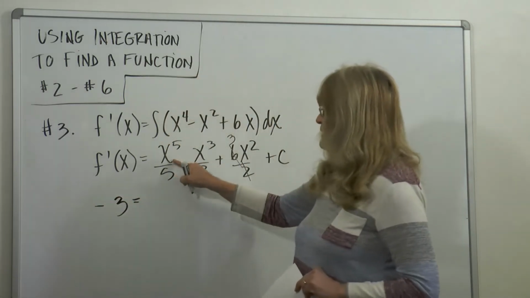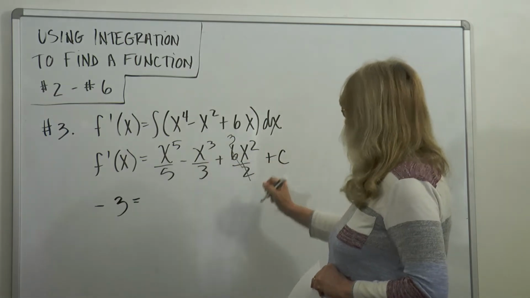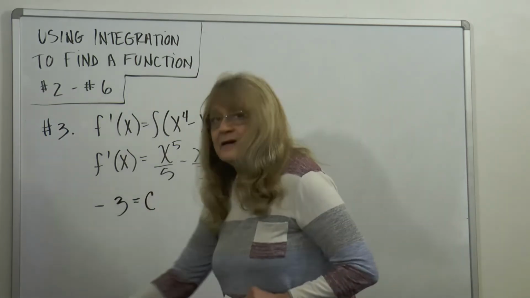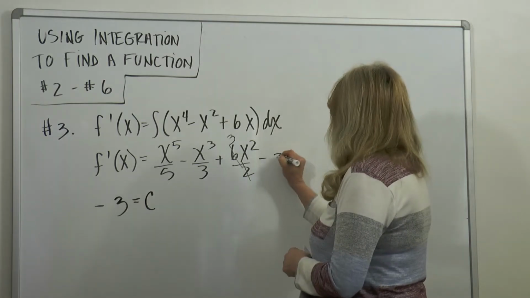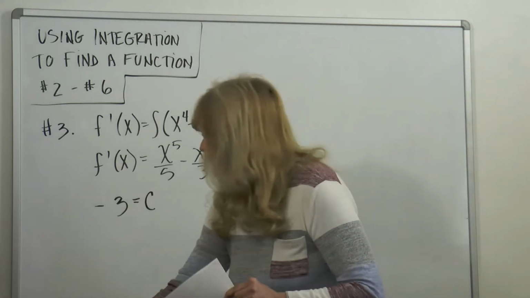So if x is 0, that term is 0, that's 0, that's 0. And so that's the easiest one. So how's that for simple? So there's your f prime.